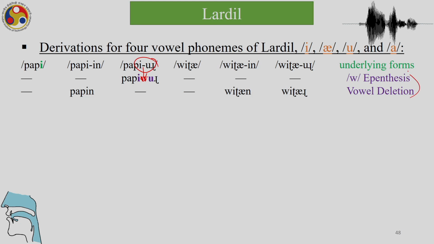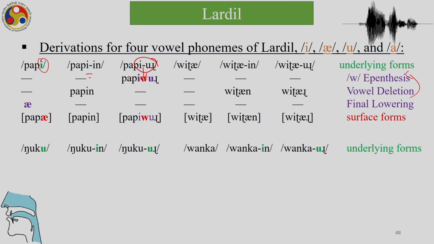If deletion was before vowel epenthesis, then in a word like papiur, there would have been no epenthesis, because just like in papi-in, the e would have been deleted, and we would just get papiur and not papi-wur. Then we have the rule of final lowering. If this vowel is in the final position, the high vowel does not occur in that position, it's lowered to a. And then we have our surface forms.